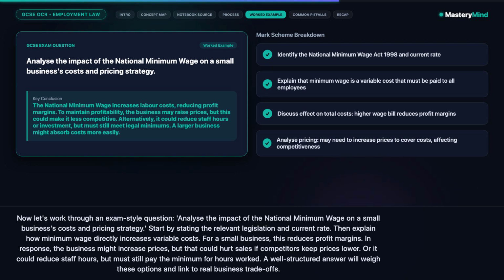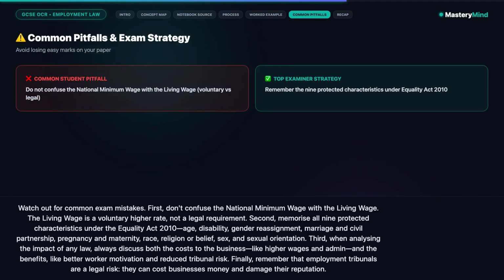Watch out for common exam mistakes. First, don't confuse the national minimum wage with the living wage. The living wage is a voluntary hire rate, not a legal requirement. Second, memorize all 9 protected characteristics under the Equality Act 2010: age, disability, gender reassignment, marriage and civil partnership, pregnancy and maternity, race, religion or belief, sex, and sexual orientation.